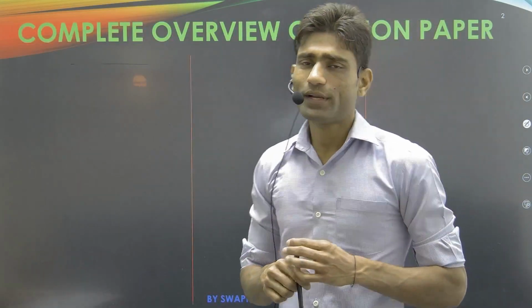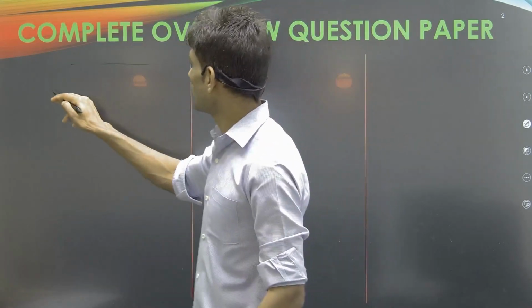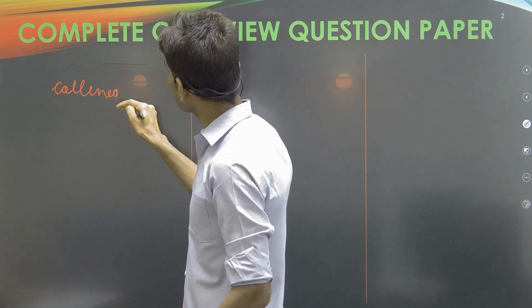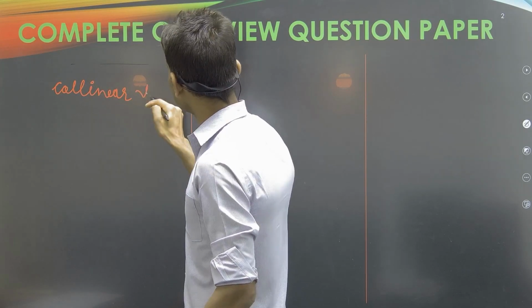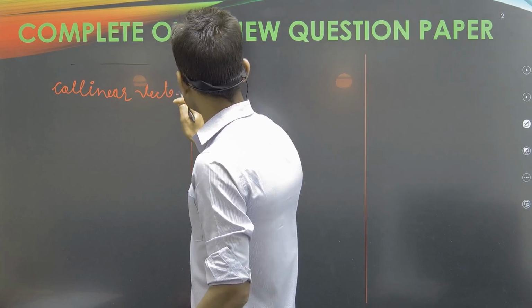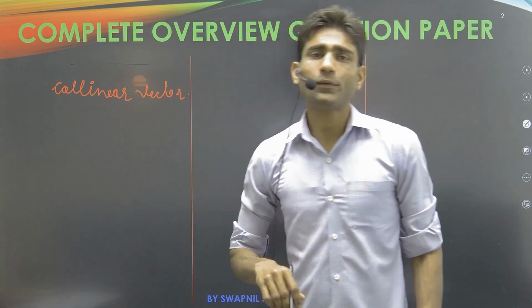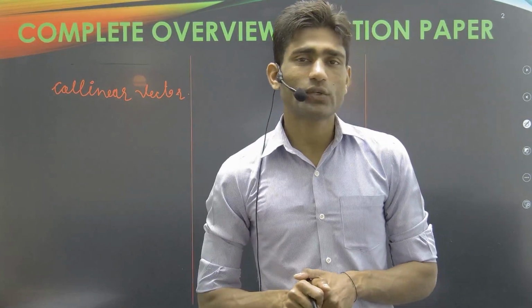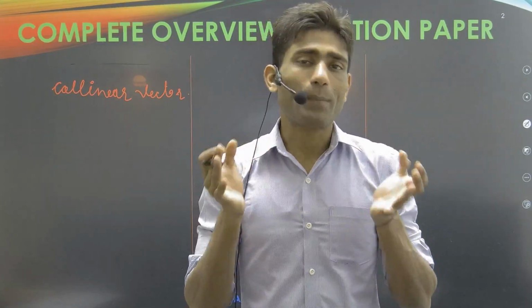Now let me first explain what is meant by a collinear vector. First of all, understand the meaning of collinear lines. Collinear lines are lines which are parallel to each other, or lines which lie along each other.